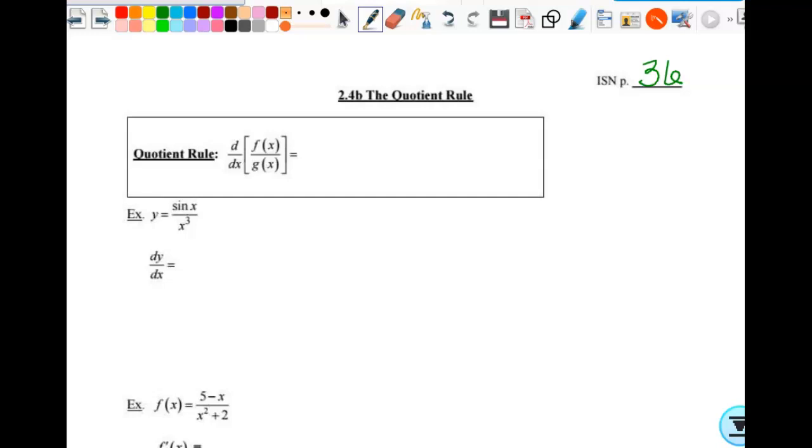So before we talk about the quotient rule, let's revisit the product rule. So we're just going to write product rule over here. Okay. So the product rule, h prime of x, is equal to what? The derivative of first. It's g prime of x. Okay, so the derivative of the first times the second plus the first times the derivative of the second, right?